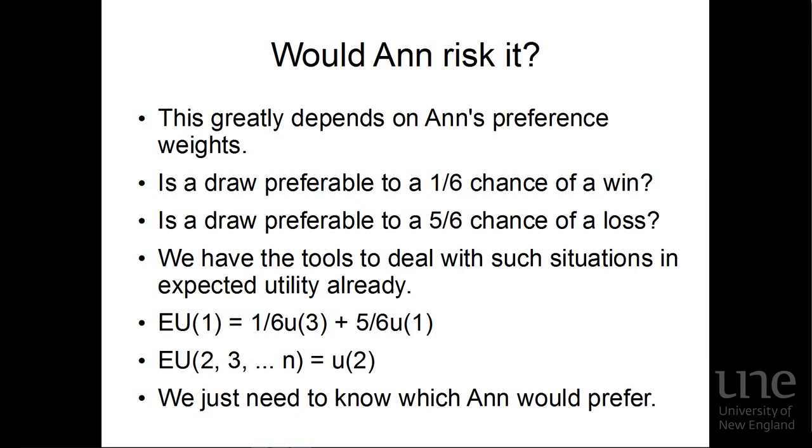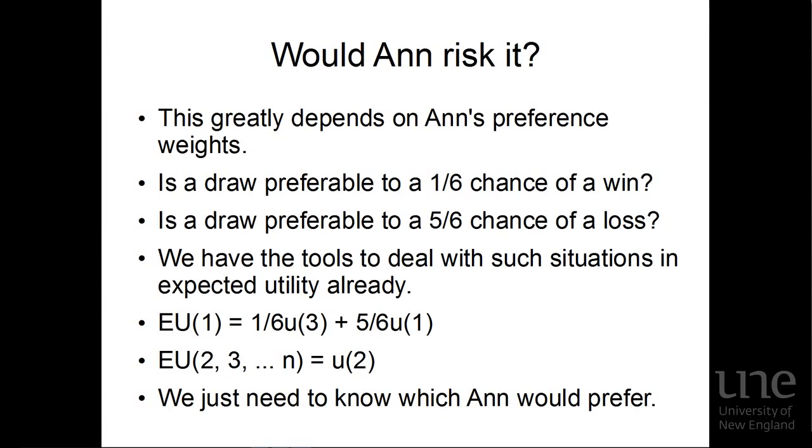Would Anne risk it? Now, this greatly depends on Anne's preference weights. Is a draw preferable to a 1/6 chance of a win? And remember, this is expected utility again. Is a draw preferable to a 5/6 chance of a loss? We have the tools to deal with this. We've already looked at expected utility. So the expected utility of the first action equals 1/6 U3 plus 5/6 U1. And the expected utility of every other action is simply U2.